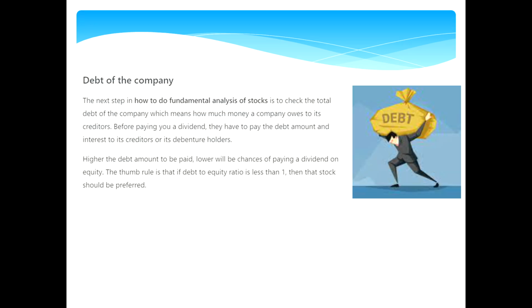And the next step is to check the debt of a company. If the company has debt, it has to pay the debt amount and its interest to its creditors before they pay dividends to the shareholders, right? So the higher the debt amount to be paid, the lower the chance of paying a dividend on equity. If the debt to equity ratio is less than 1, then usually that stock can be preferred. So this is another important aspect that we need to check while doing fundamental analysis.